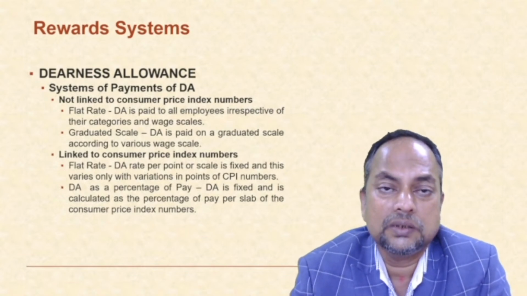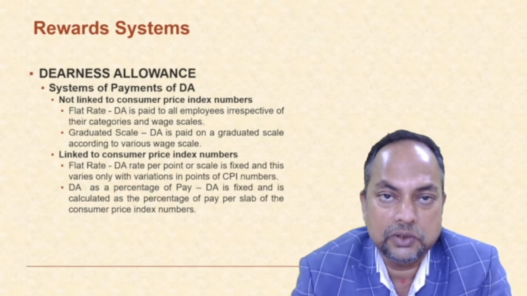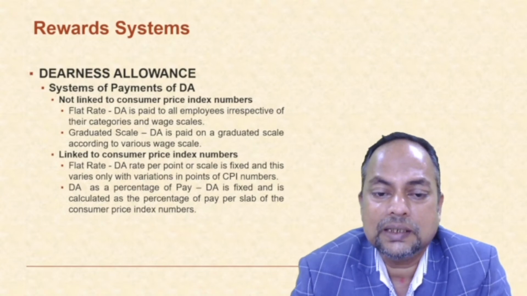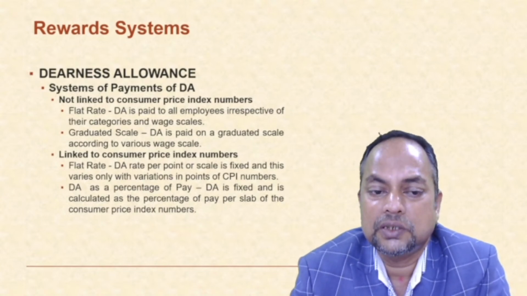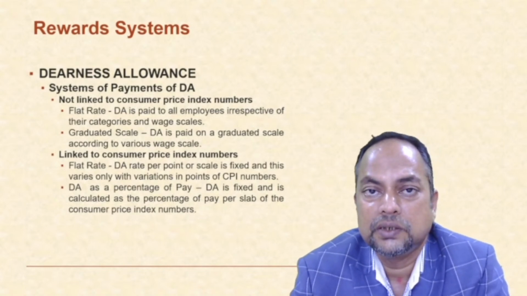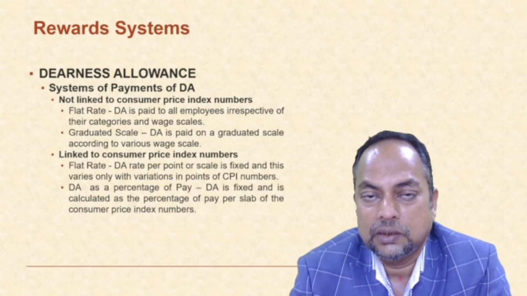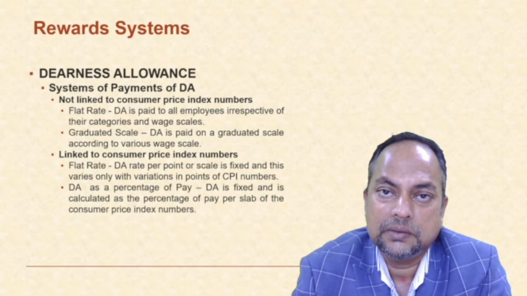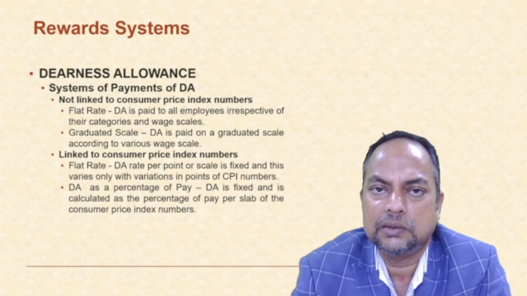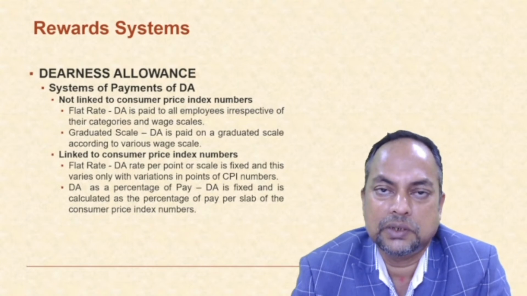But this DA can also be calculated as a percentage of the pay, even if it is linked with the consumer price index itself. What it says is that for each slab of the consumer price index number, a DA is linked. So a percentage of dearness allowance will be applicable for each slab of the consumer price index number. Basically, we need to understand that nowadays most organizations apply DA as per the graduated scale, or the percentage of pay itself, linked with CPI.